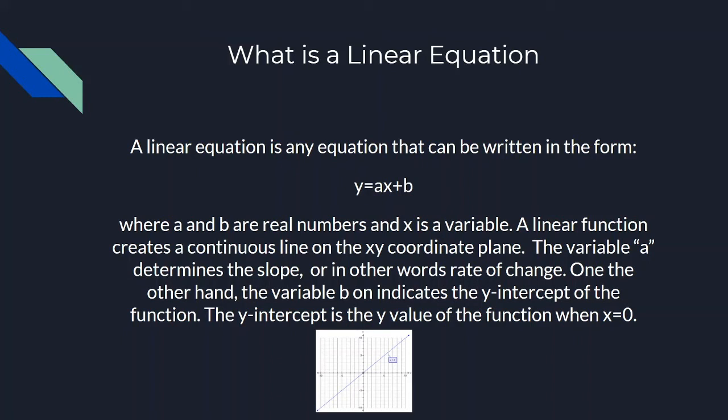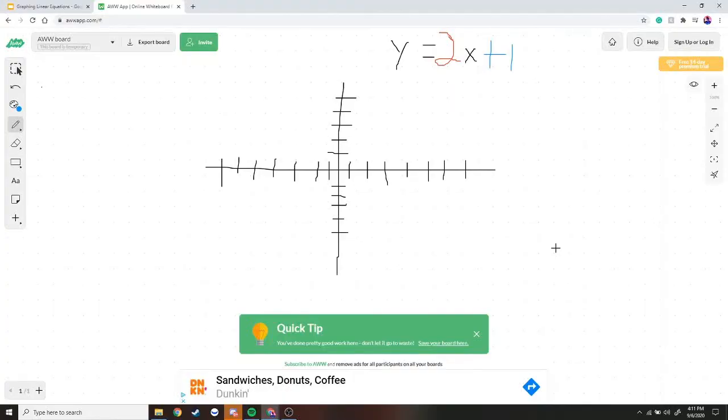A linear function creates a continuous line on the xy coordinate plane, like the photo shown below. The variable a determines the slope, or in other words, the rate of change. On the other hand, the variable b indicates the y-intercept of the function. The y-intercept is the y value of the function when x is equal to 0. Alright, so let's get straight into graphing.